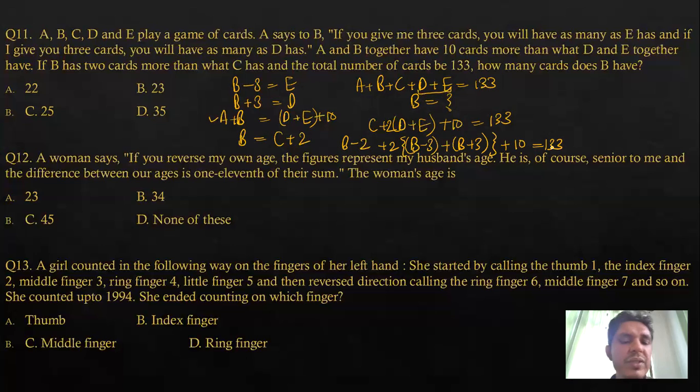The question is: a woman says, if you reverse my age, the figure represents my husband's age. He is of course senior to me, and the difference between our ages is 1/11 of their sum. What is the woman's age? From the available options, if we check 23, the woman's age is 23, so the man's age should be the reverse of this, that means 32.